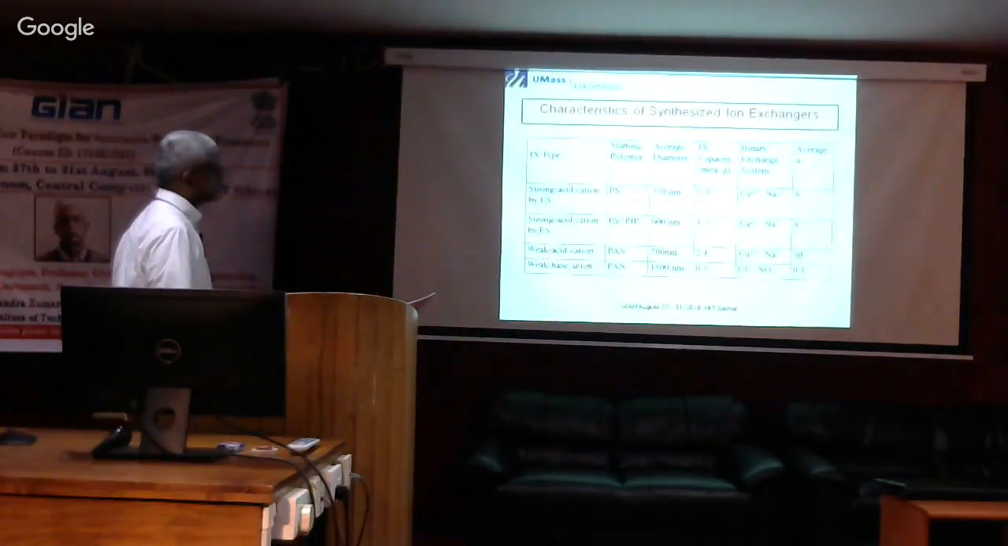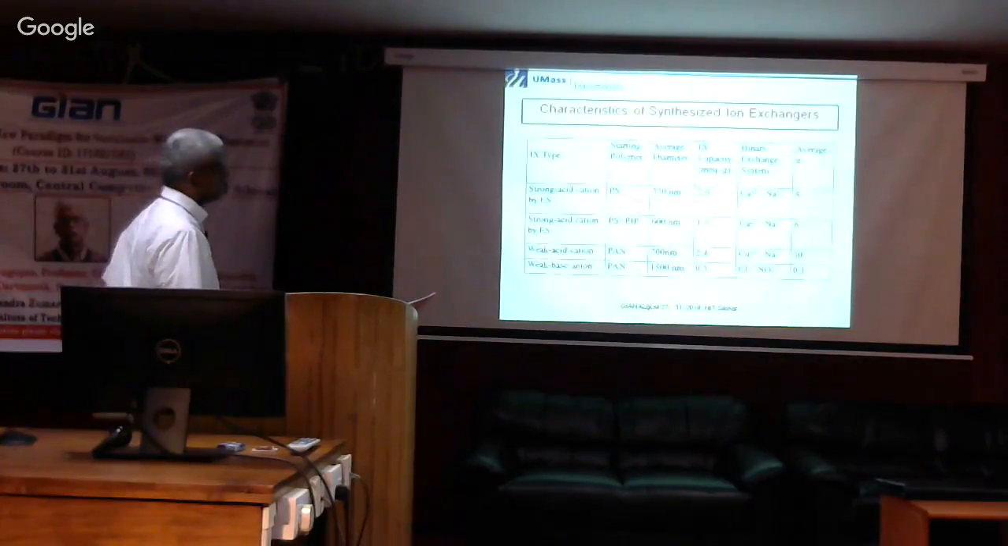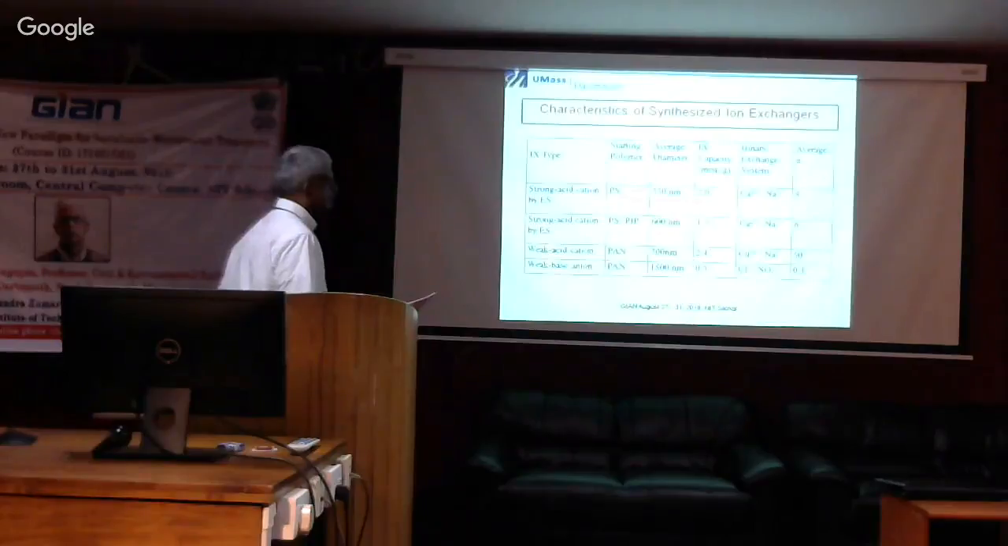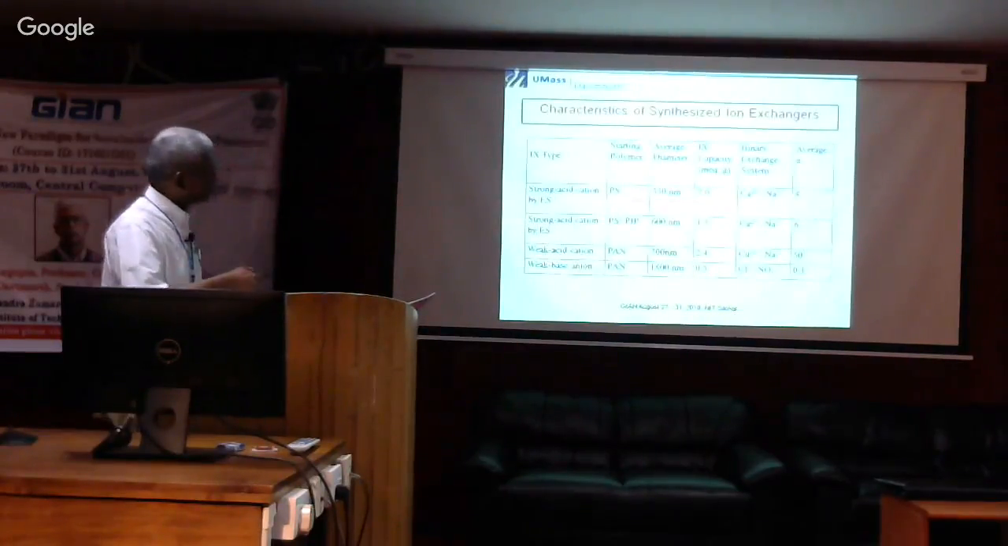Weak acid, 700 nanometers, about 2.4 milliequivalents per gram, with the copper to sodium separation factor of about 50, which I think is pretty good. And weak base anion, as I said, half milliequivalents per liter.